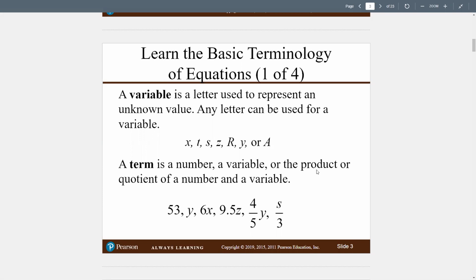A term is a number, a variable, or the product or quotient of a number and variable. They give you lovely examples here.